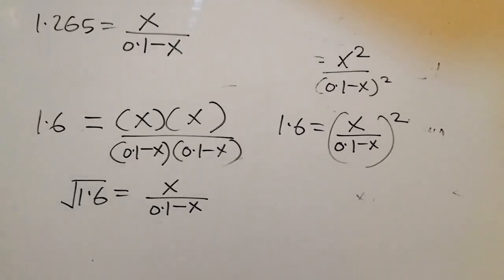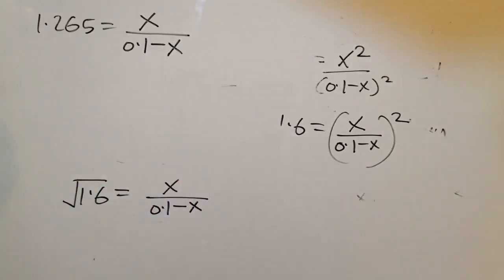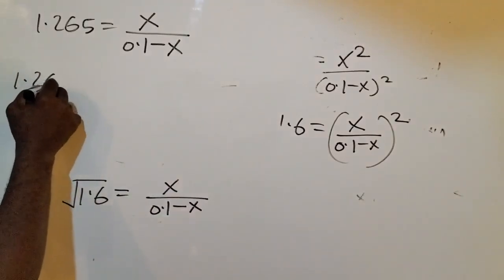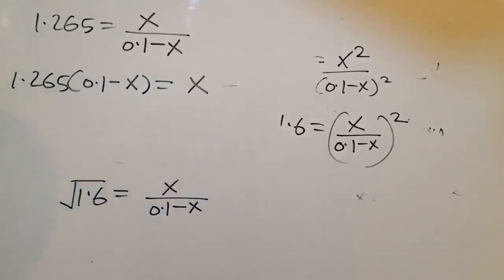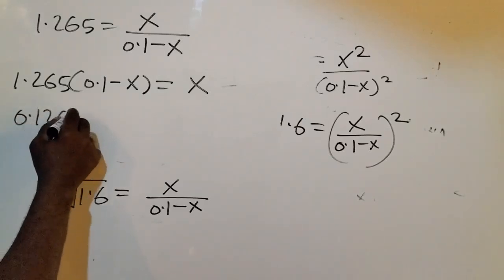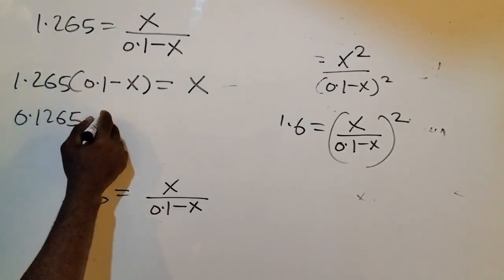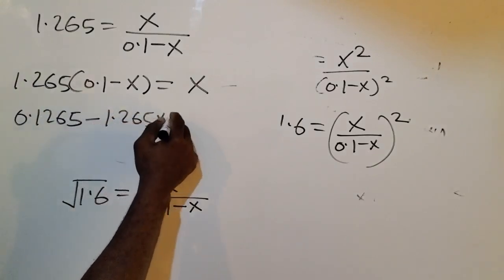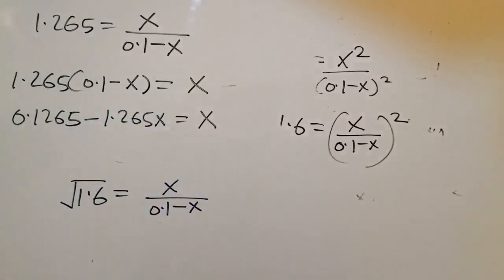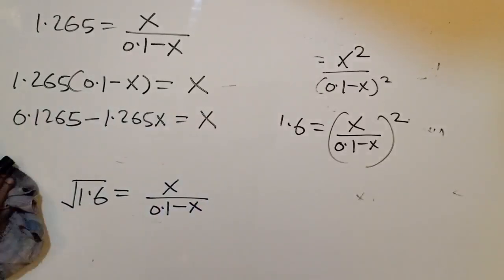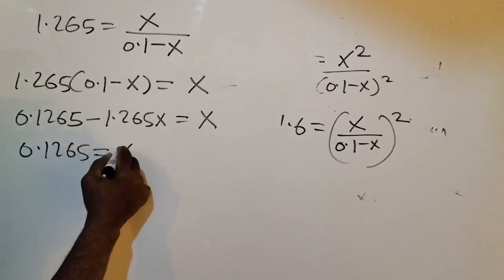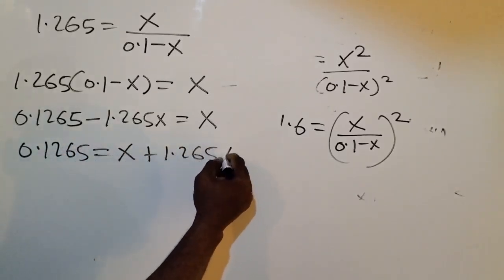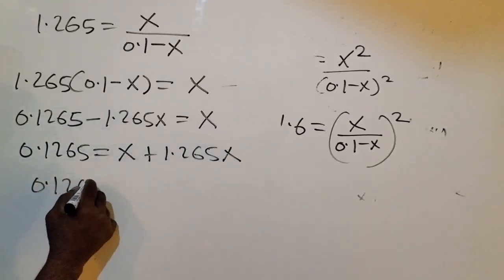Having done that, we can now cross multiply. When we do that, we now have 1.265 into 0.1 minus S equal to S. So you open the bracket, you now have 0.1265, that is multiplied by that, minus 1.265S equal to S. You collect like terms. Collecting like terms, we have 0.1265 equal to S plus 1.265S.